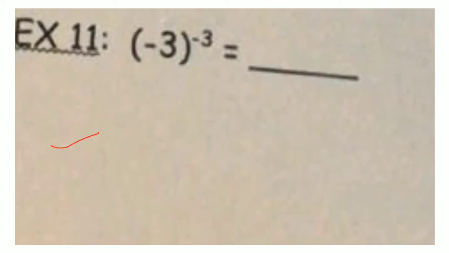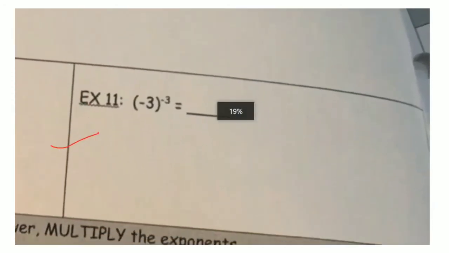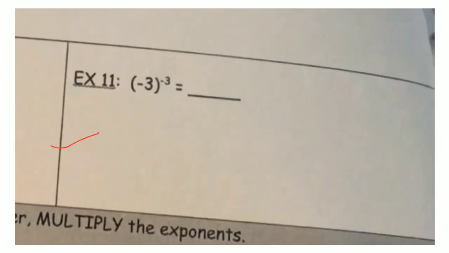No, forget about it, Nick. Just follow the rule with the exponent first. Just leave this negative 3 there, so that means it will be 1 over negative 3 to the third. The negative exponent turns it into 1 over. That's it. That's the first rule.